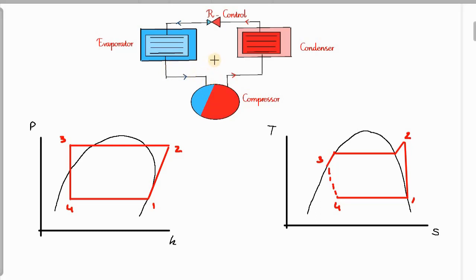Okay, now for example, this cycle is used in an air conditioner, and in this cycle we have used R22.